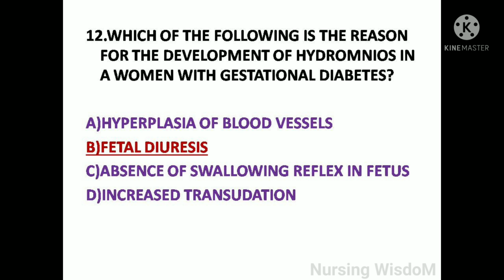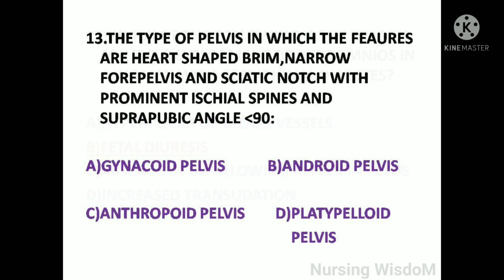The reason for the development of hydramnios in a woman with gestational diabetes is option B, fetal diuresis. Next question: the type of pelvis in which the features are heart-shaped brim, narrow forepelvis, and sciatic notch with prominent ischial spines and subpubic angle less than 90. Option A, gynecoid pelvis. Option B, android pelvis. Option C, anthropoid pelvis. Option D, platypelloid pelvis.